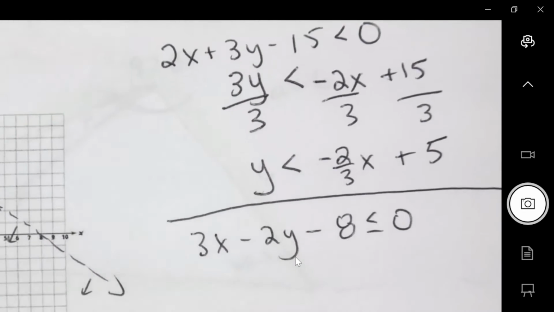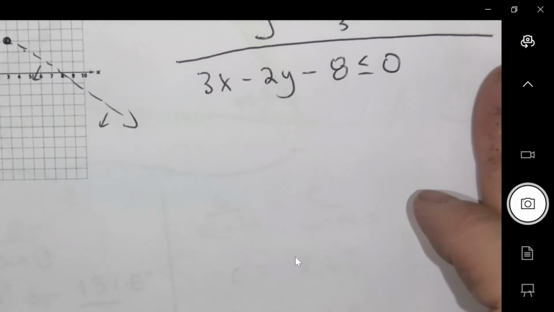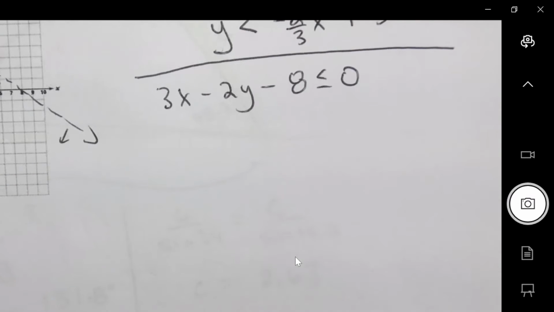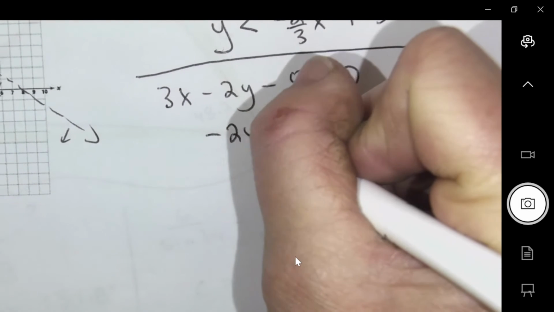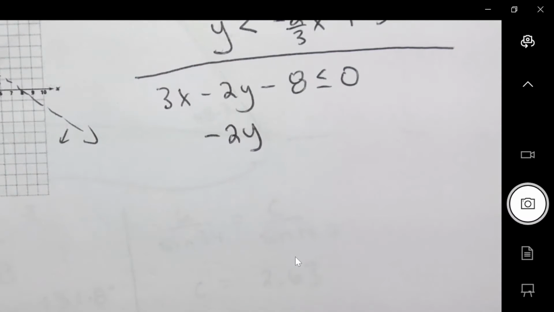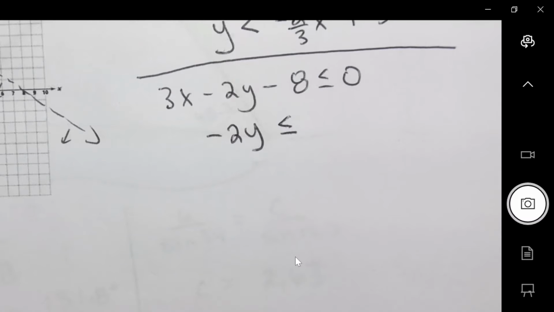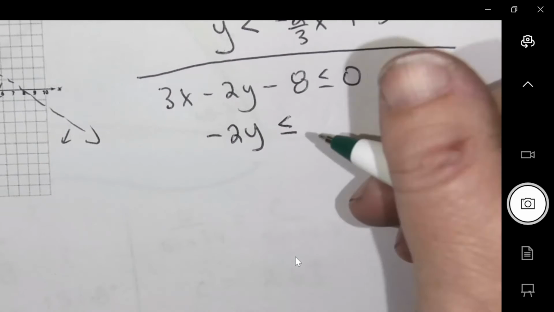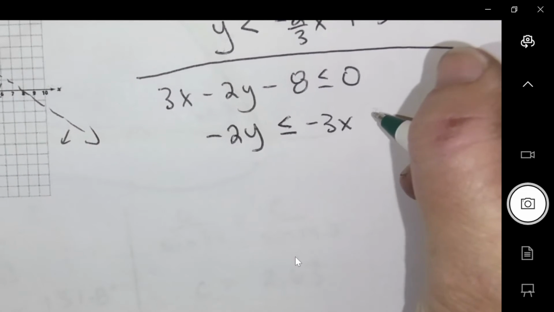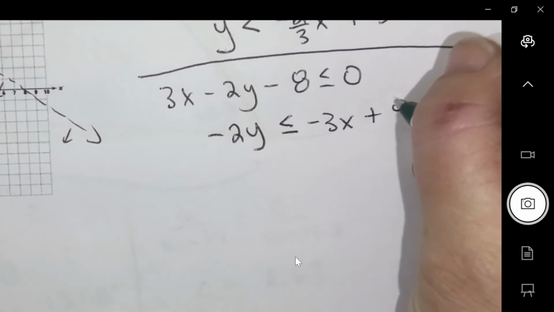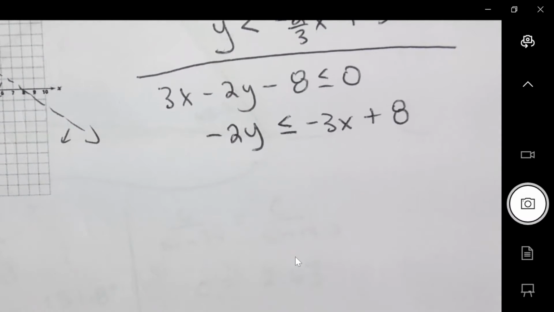Okay, second line. I just wrote it down so I can do some algebra. Okay, ready? Keep the y's. So negative 2y, keeping less than or equal to. Move the x part over. Move the 8 part over. Obviously on those I switched the signs on them when I moved.